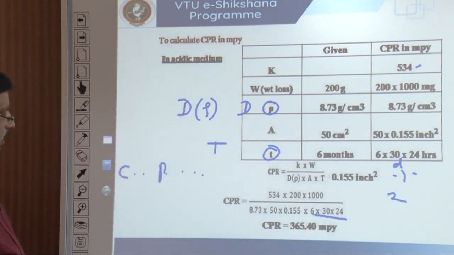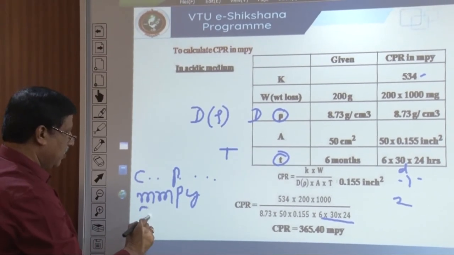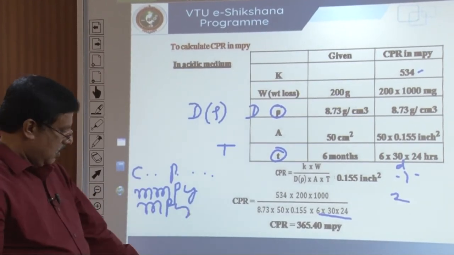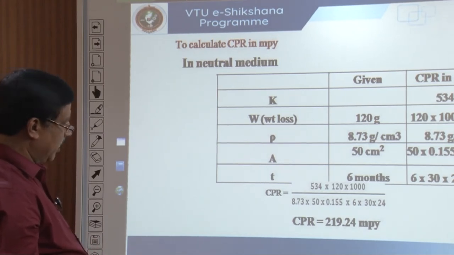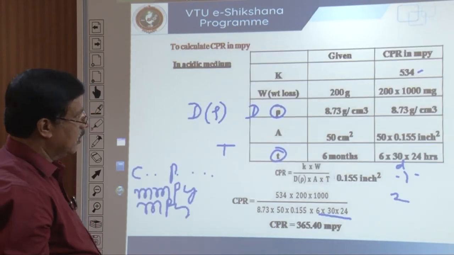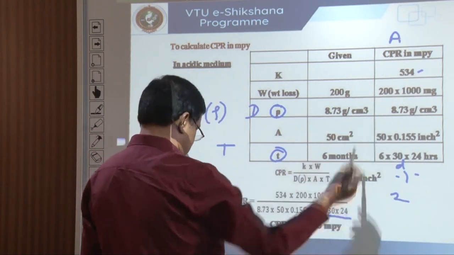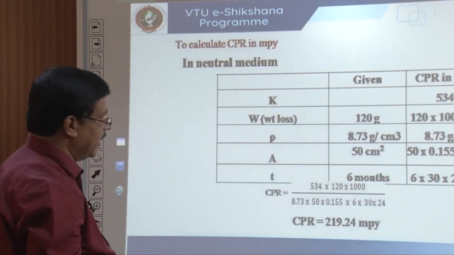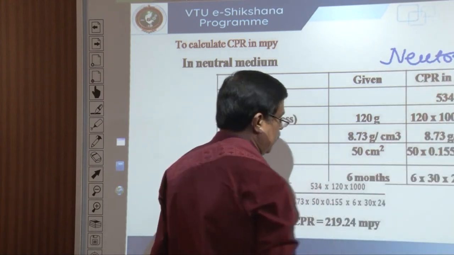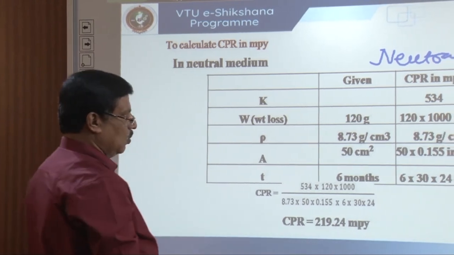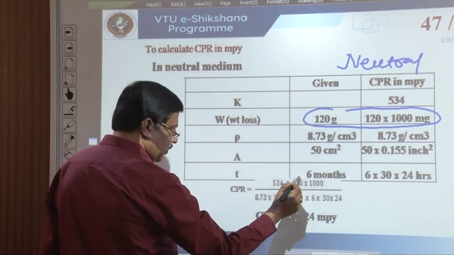So this is the one you are going to calculate, depending upon whether they are going to ask the question for millimeter per year or mils per year, you have to answer accordingly. Next is to calculate CPR in the neutral medium; the other one is alkaline medium, acidic medium. This acidic medium you have calculated, and next is 120, the other one is 48. Now this is for neutral medium. Except this value, no other value will change, instead of 200 you have to use 120, that's all.